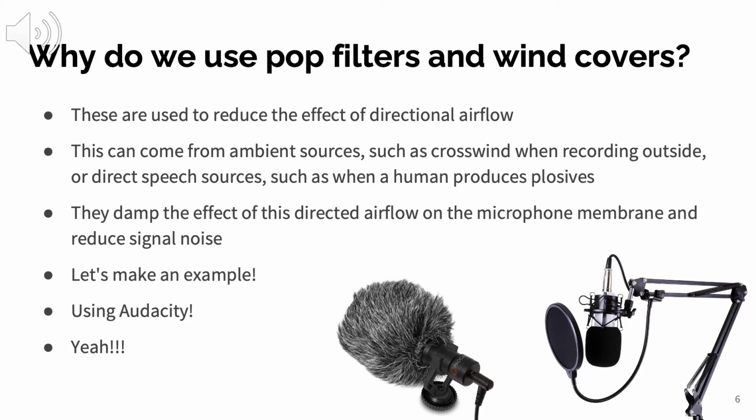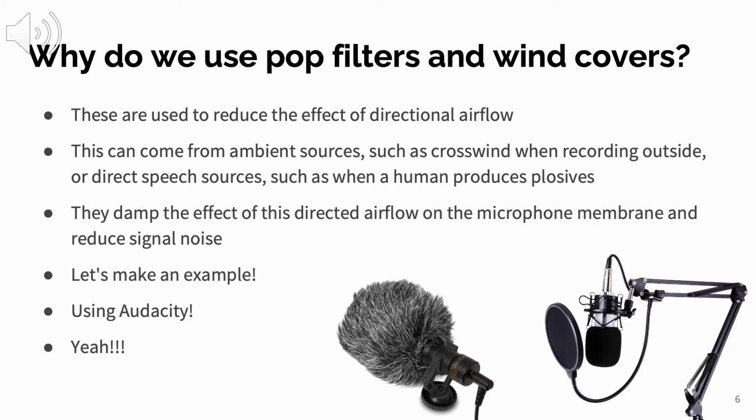They used to reduce the effect of directional airflow. So when you've got a membrane which is attached to this sort of coil, you only want it to be detecting the sound wave. If you've got things like wind, the membrane will be displaced because of the wind sort of pushing on that. So those can be from ambient sources, they can be from human plosives. So a plosive is, well, basically a p sound. So if you sort of put your hand in front of your mouth and you sort of go p, you'll be able to feel an exhalation of air on that.